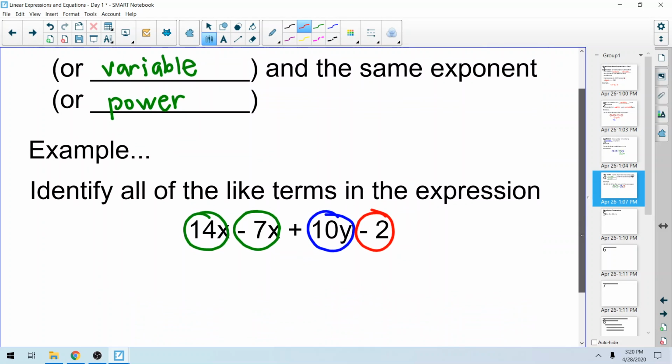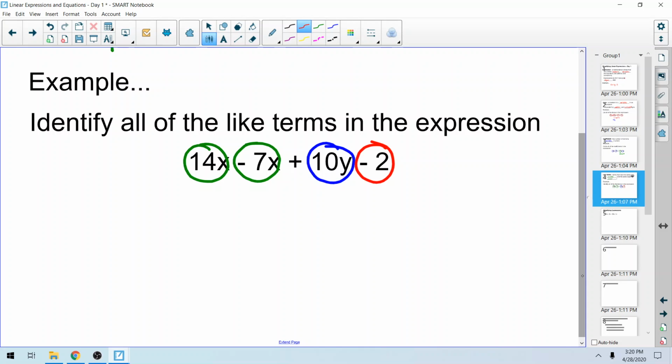Now, where we're going to be going with this in our next video is we're going to combine like terms. So 14x's minus 7x's is 7x. And then we would bring down our positive 10y. We would bring down our negative 2, and that's what we call simplifying an expression.